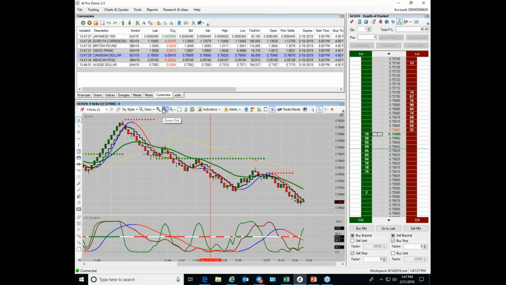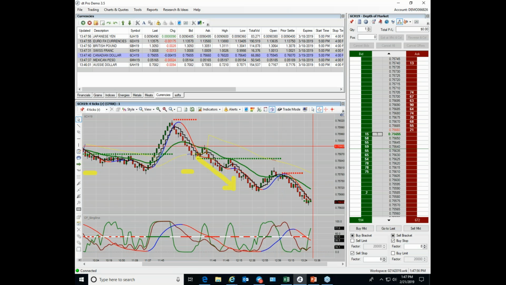Canadian, are we trending? Yes. Before, support here, no. There was support. Now we're making lower lows. All right, now I'm interested. Again, zooming out can give you that picture.